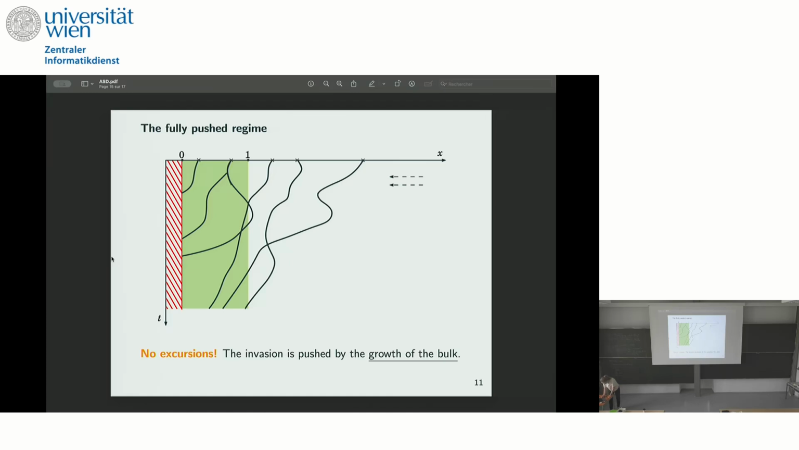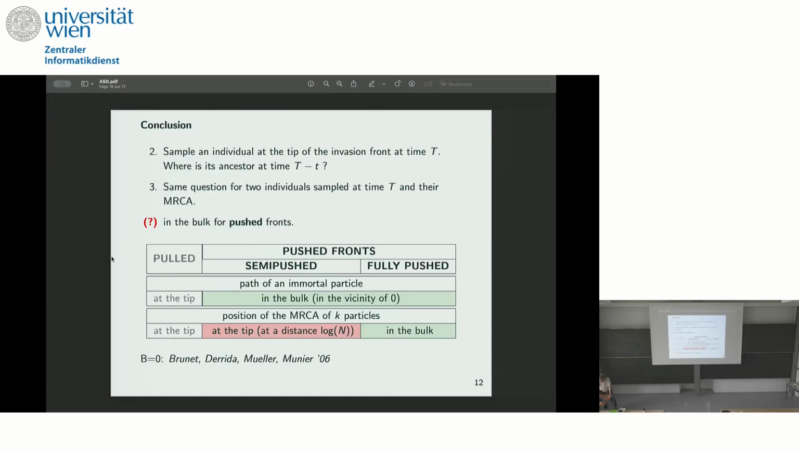I will conclude by saying that I just showed you a particle system that falls into the same universality class of FKPP fronts, and that allowed us to capture the differences in the internal mechanisms of the invasion between semi-pushed and fully pushed fronts.